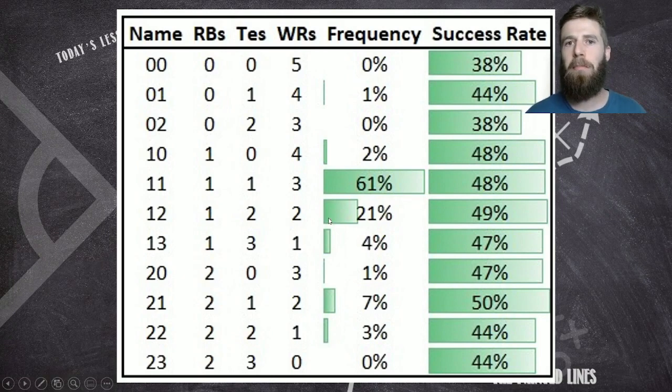The team that used the most 11 personnel in the 2021 season was the Los Angeles Rams, who ran 86% of their plays out of that personnel grouping. The team that ran the least out of that personnel grouping was the Miami Dolphins, who only called 28% of their plays out of 11 personnel. So some interesting statistics there.